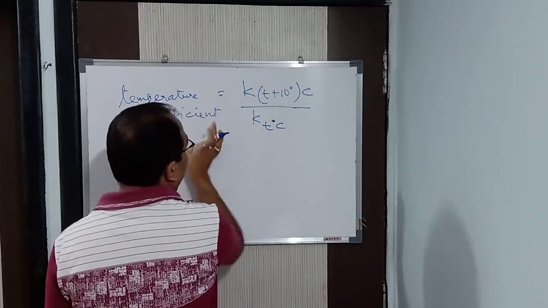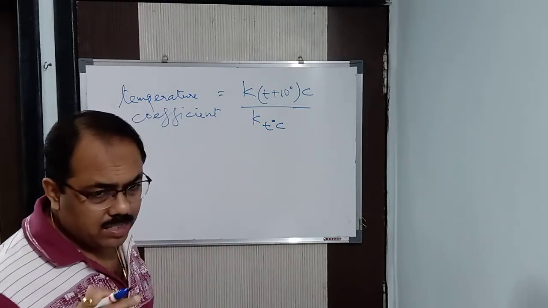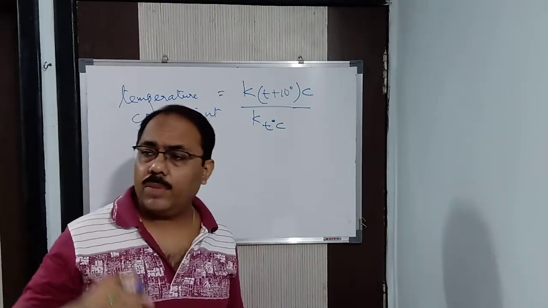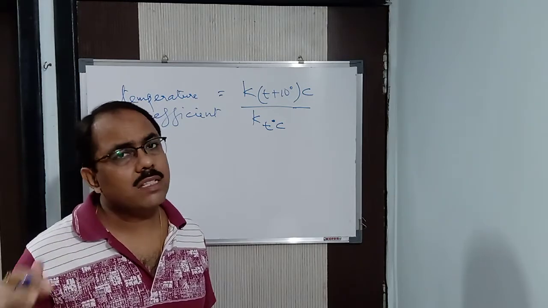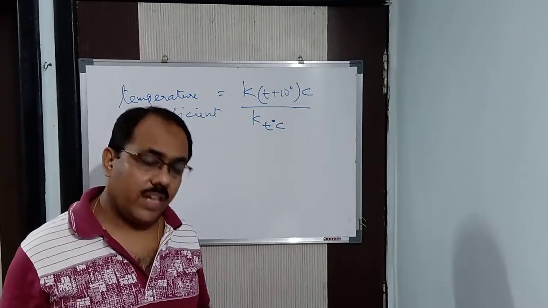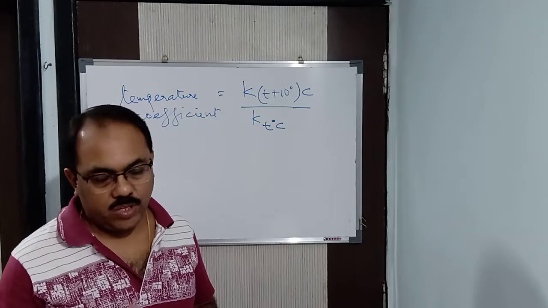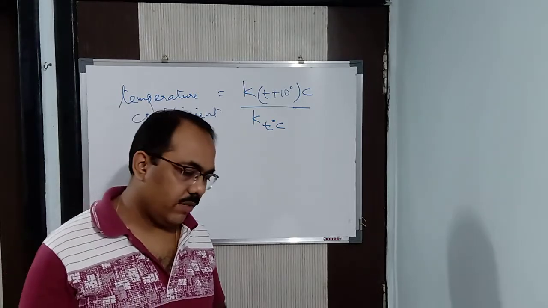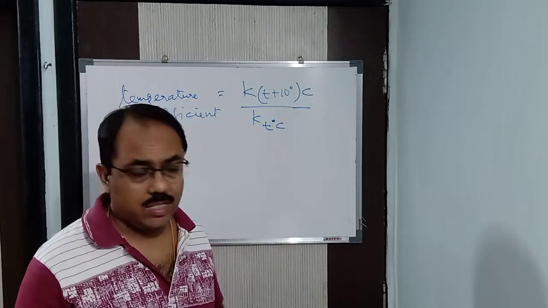So what I said to you, it has been seen experimentally that the rate of reaction becomes either double or triple for every 10 degrees centigrade rise in temperature. When the temperature rises by 10 degrees, the rate of the reaction becomes double or triple. How it is so, I will tell you later on, the reason. Alright, let me finish. Certain terms are there. This is called the temperature coefficient.